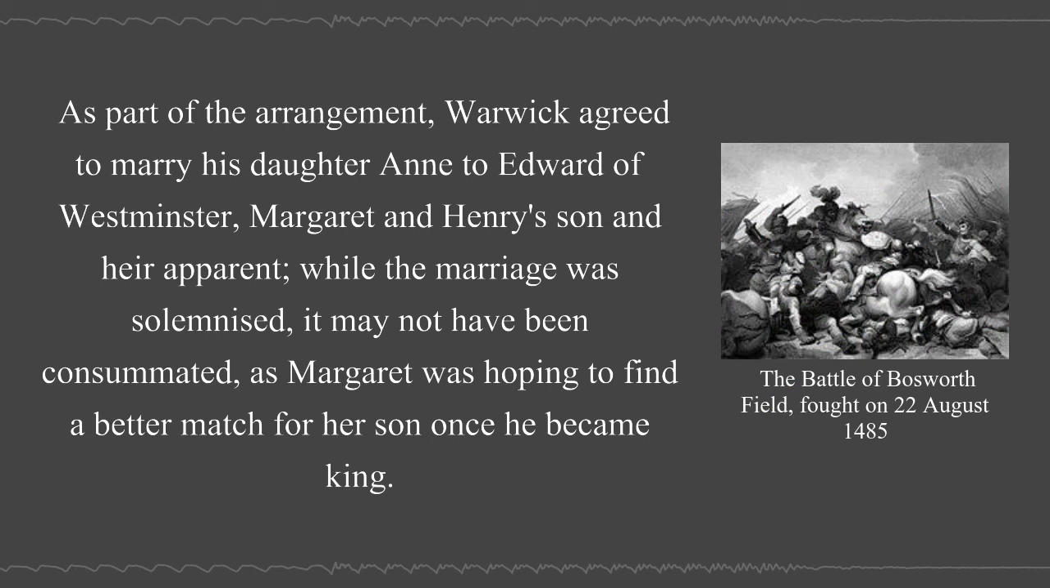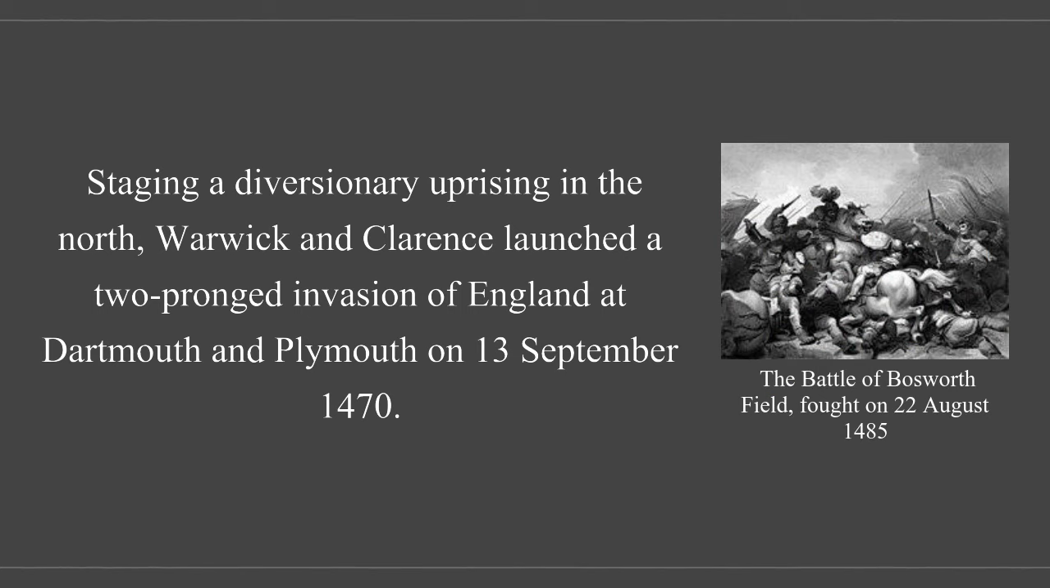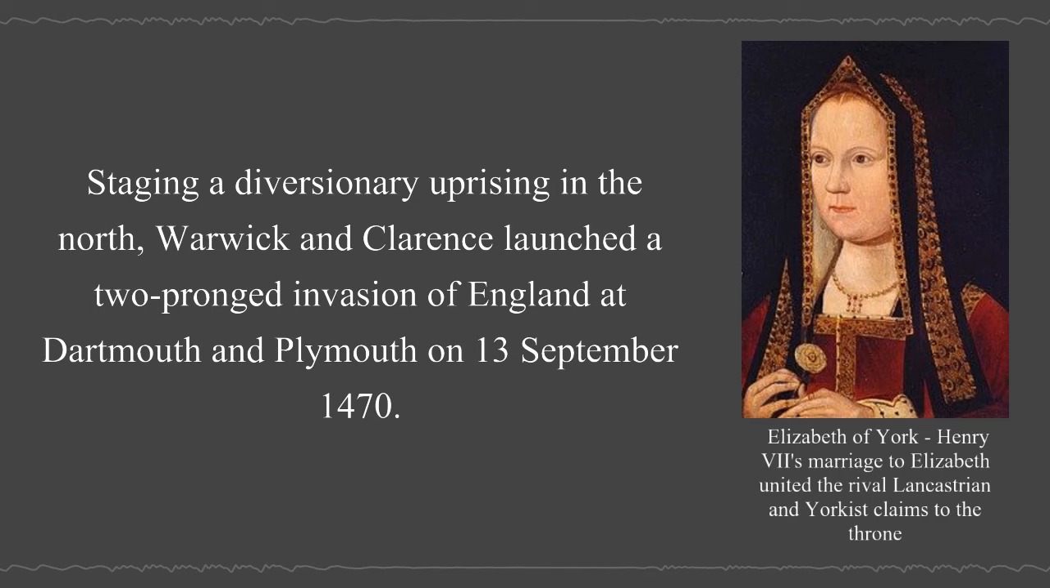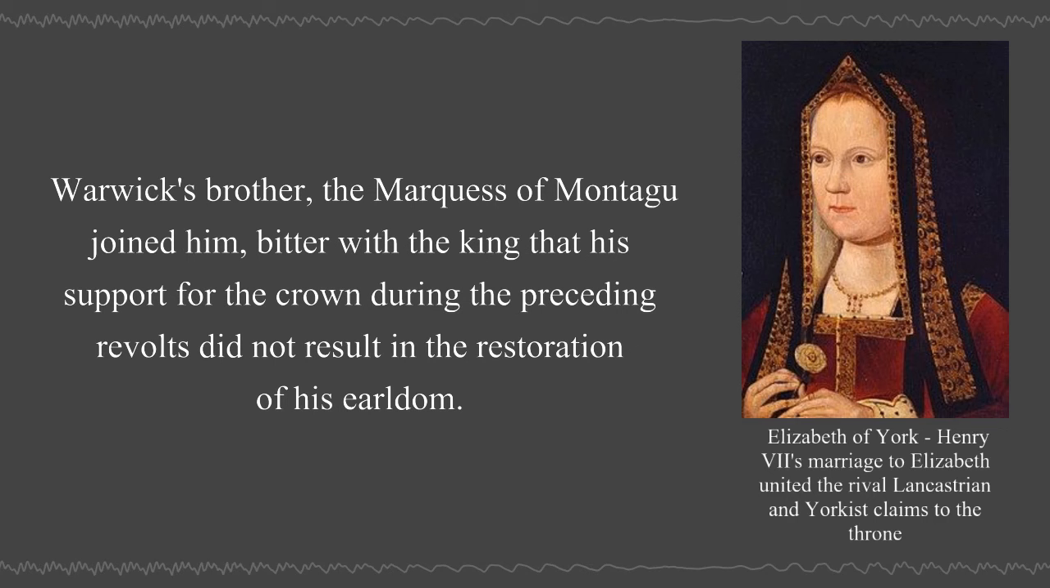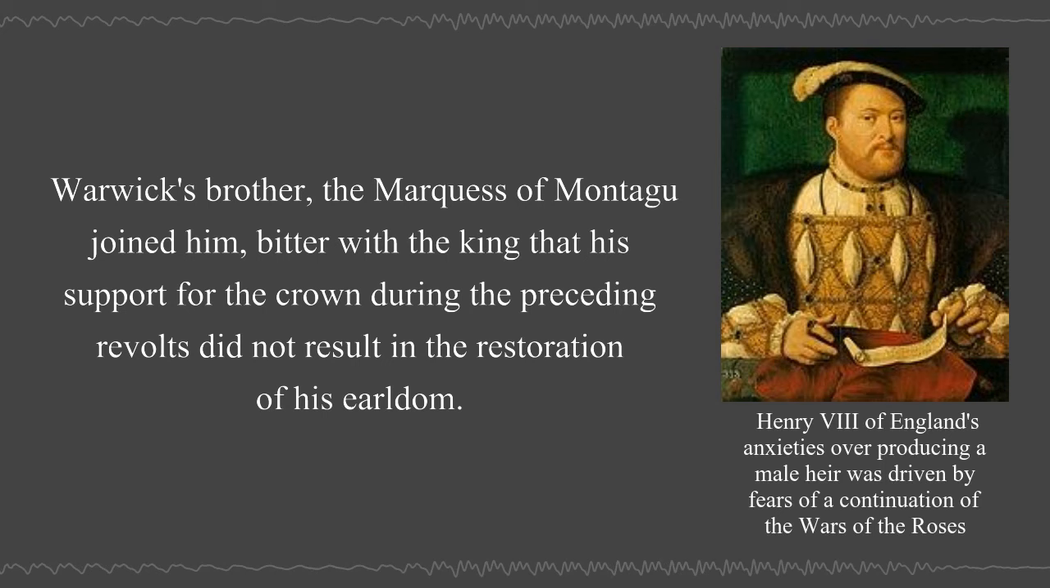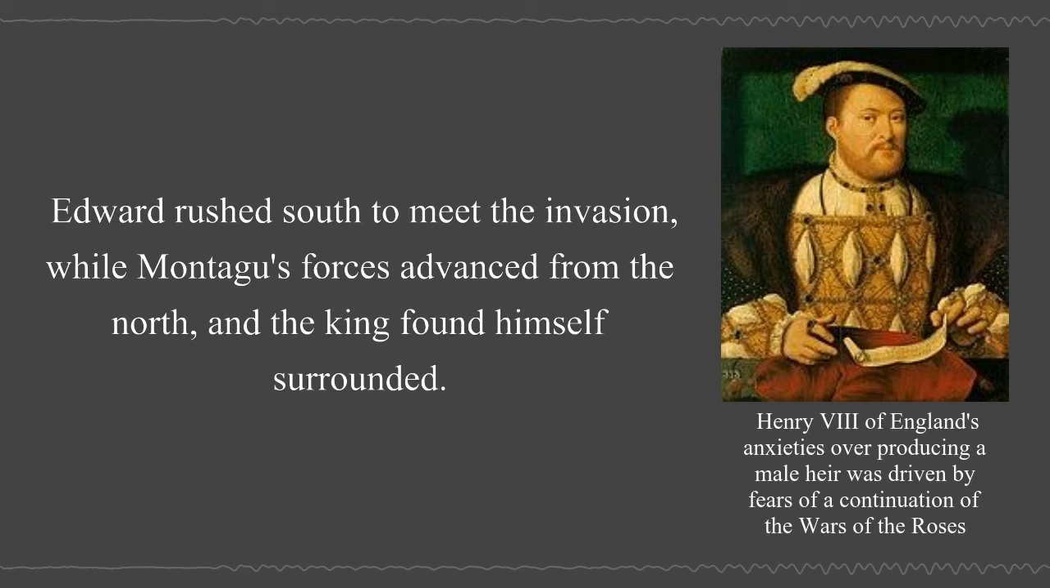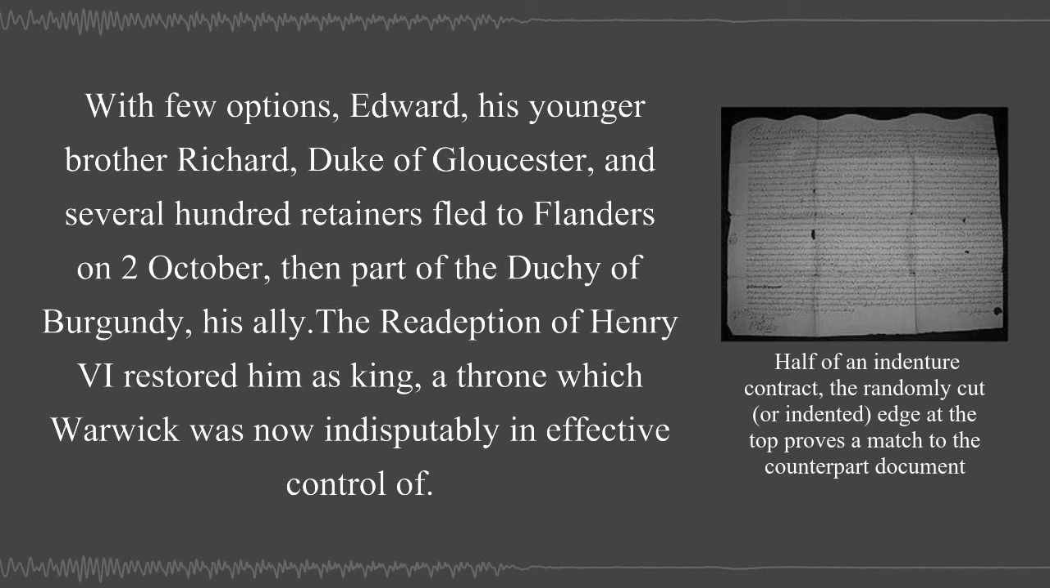Staging a diversionary uprising in the north, Warwick and Clarence launched a two-pronged invasion of England at Dartmouth and Plymouth on 13 September 1470. Warwick's brother, the Marquess of Montague, joined him. Bitter with the king that his support for the crown during the preceding revolts did not result in the restoration of his earldom, Edward rushed south to meet the invasion, while Montague's forces advanced from the north and the king found himself surrounded. With few options, Edward, his younger brother Richard, Duke of Gloucester, and several hundred retainers fled to Flanders on 2 October, then part of the Duchy of Burgundy, his ally.